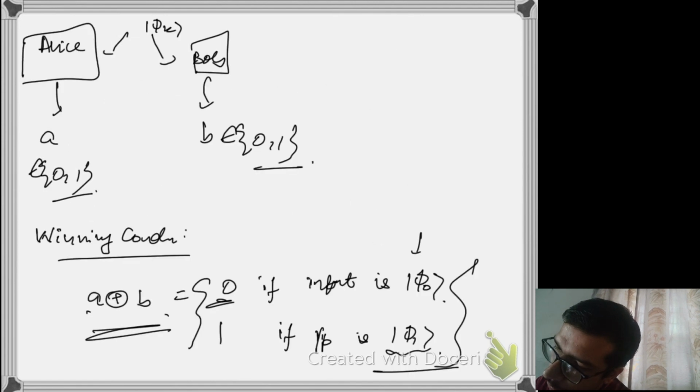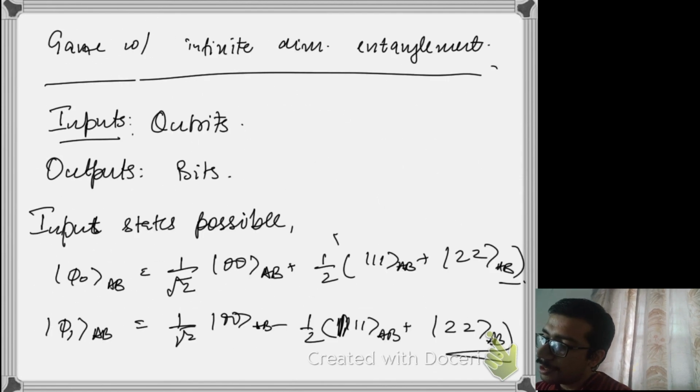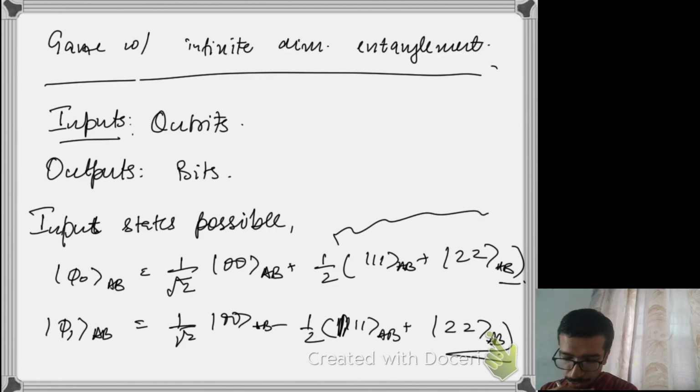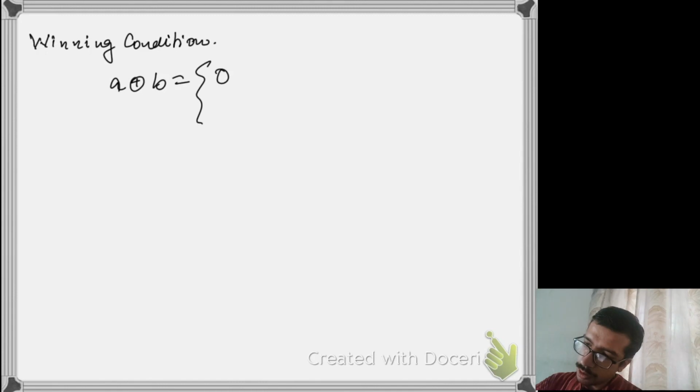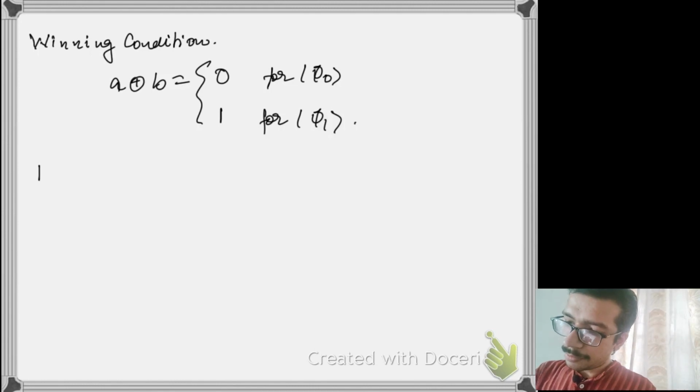Earlier what we had was these two Bell pairs, with either plus or minus over here, but now ket 1 1 is itself replaced by another EPR pair on 1 1 and 2 2. The winning condition is the same. The winning condition is that A XOR B must be 0 for ket phi 0 and 1 for ket phi 1. So here we state our first theorem.